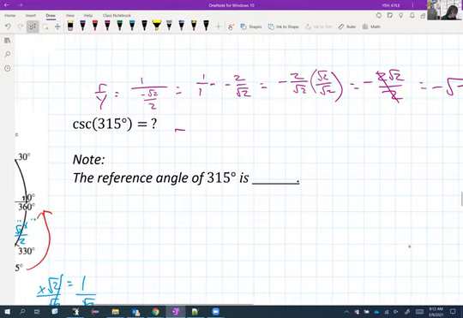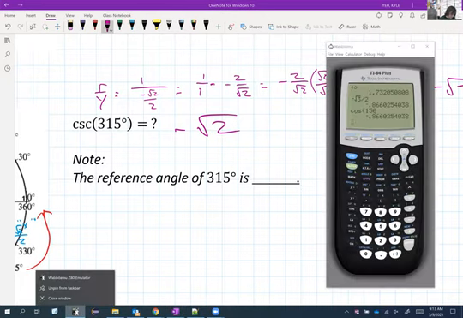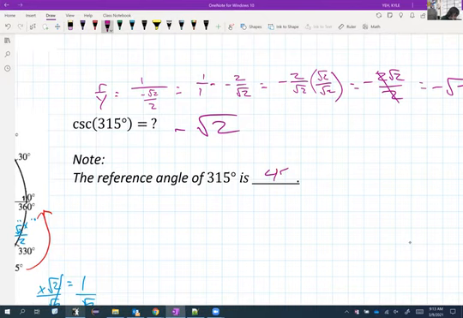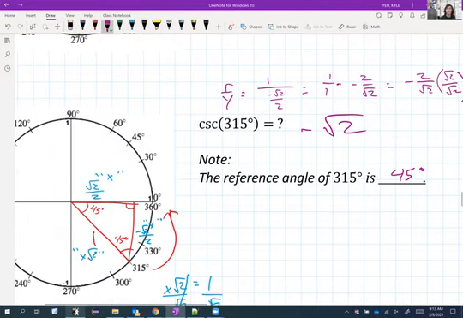I'm hoping this equals negative root 2 when I put it in my calculator. It's cosecant. We said it was 1 over sine. It's sine flipped. So 1 over sine 315. And does that match negative root 2? Yes, it does. So again, knowing that the reference angle was 45 degrees, that's what allowed us to say 45, 45, 90 triangle.